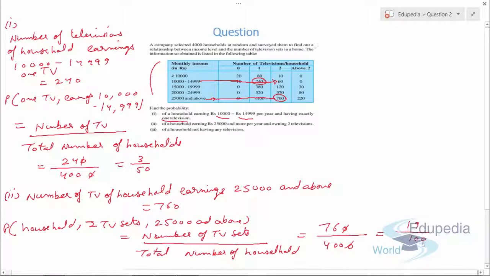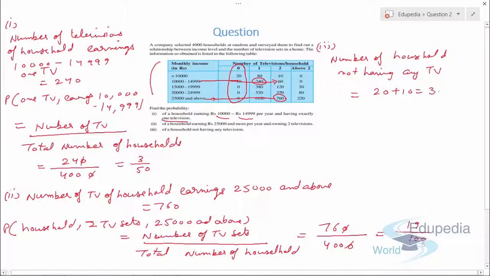So let's do the last part. The last part says that of a household not having any television, right? So now it doesn't matter how much the income is, it matters only that the household doesn't have any television. So we have to sum all this data, right? So you have to be very particular about what type of question they are asking. So that's all about the probability and statistics, right? So we can say that the number of households not having any TV set will be equal to 20 plus 10, so it will be equal to 30, right?